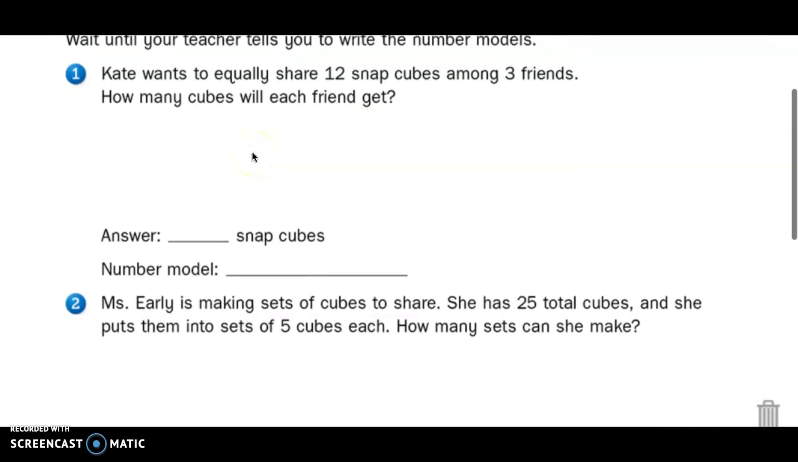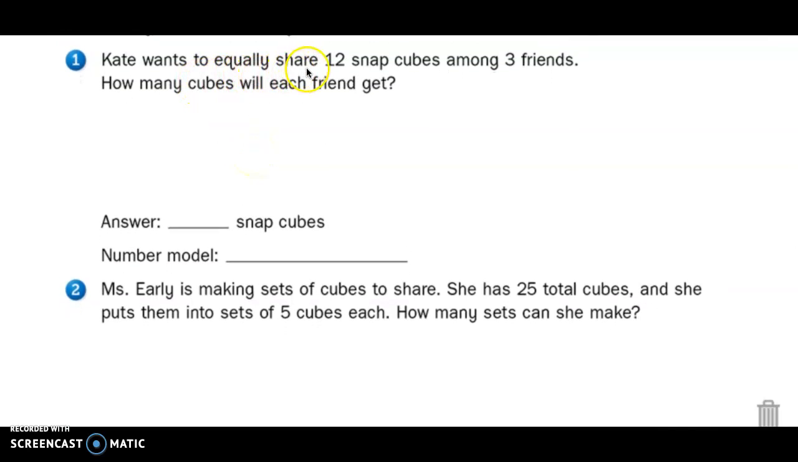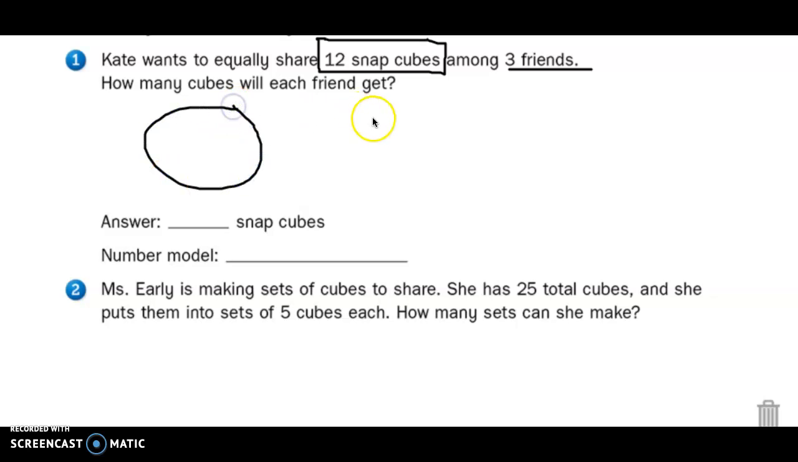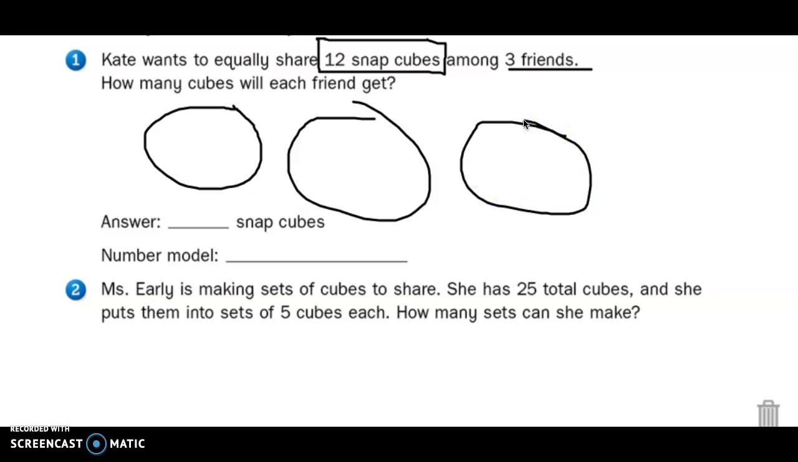Awesome. Kate wants to equally share 12 snap cubes among 3 friends. How many cubes would each friend get? Well, I know I have 12 snap cubes total. I have 3 friends that need them. So here is friend 1. Here is friend 2. And here is friend 3. How am I going to decide how we get 12 snap cubes to each of our friends? Well, I'm going to count by ones again, maybe up until 12.